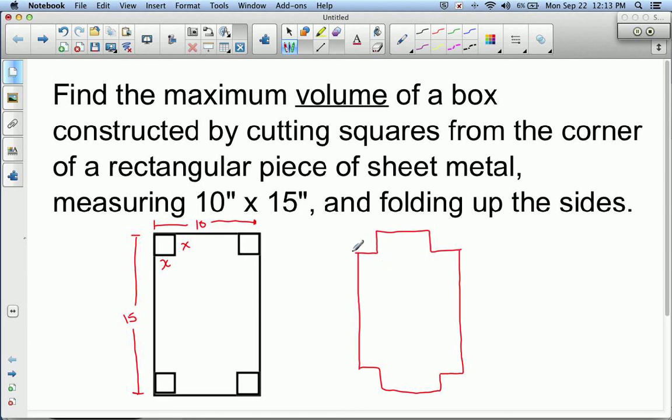Now remember, we cut out x by x here, and this length was 10. Well, what's this dimension going to be now? It's 10 minus the 2 x's I cut from it. And likewise, this will be 15 minus the 2 x's I cut from it. And remember, these were x and x.